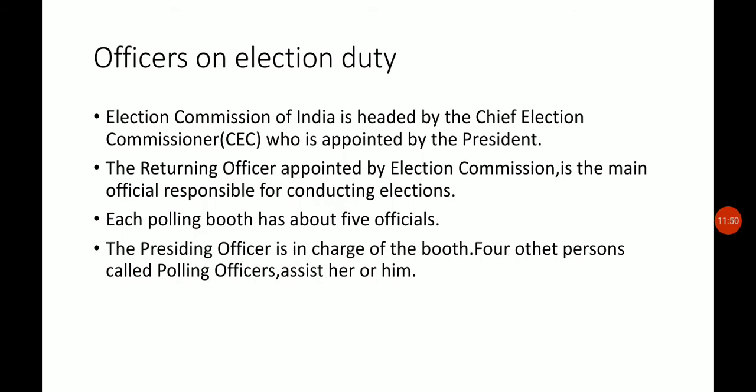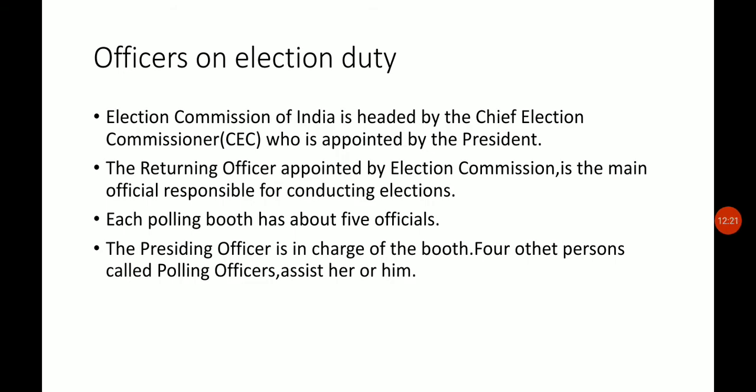There will be others also who assist the officers, and there are policemen also, so that law and order is maintained. We have seen it, when there is an election in any particular area, a police force is also present, so that it helps us maintain law and order and have a peaceful voting.